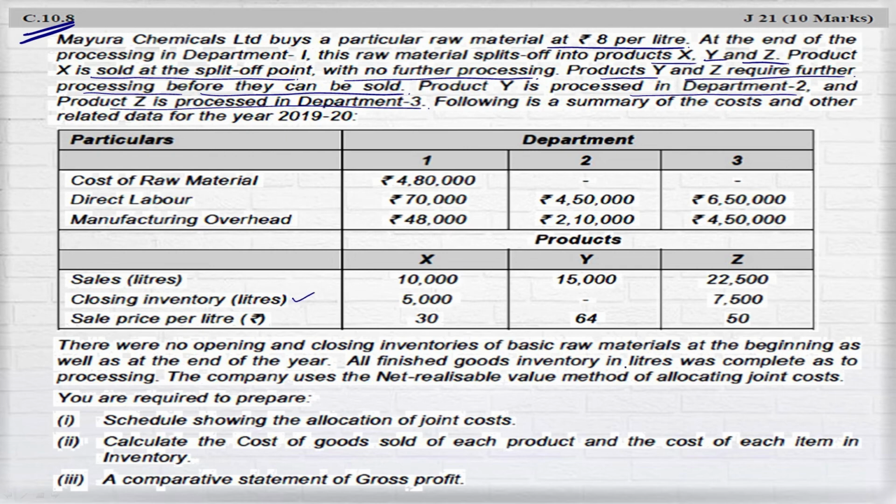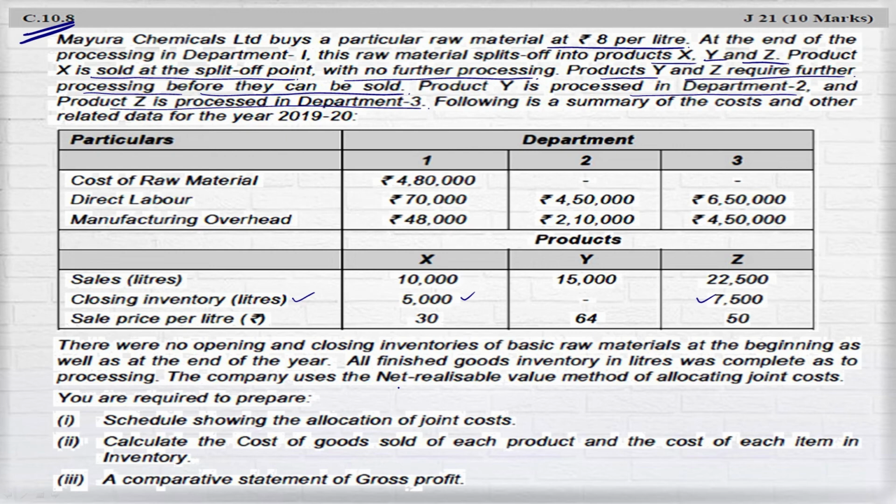All finished goods inventory in liters was complete as to processing. What does it mean? These finished stocks are not WIP. They are finished stocks. The company uses the net realizable value method of allocating joint cost. You are required to prepare a schedule showing the allocation of joint cost, calculate the cost of goods sold for each product and the cost of each item in inventory, and a comparative statement of gross profit. So we need to find out everything.